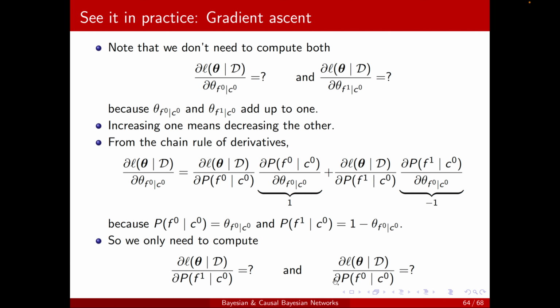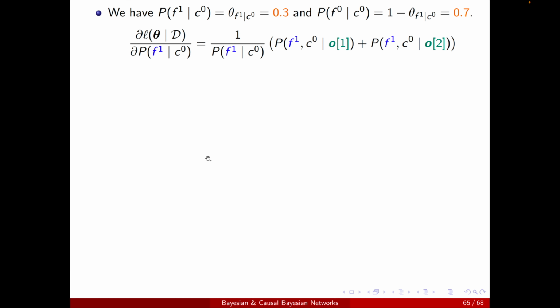So how to calculate these ones? The likelihood with respect to P of f1 given C0. For the first one, just note that the current value of this parameter is 0.3 and the other one is 0.7. We'll take note of that. And we know from the theorem that this term, the likelihood with respect to the probability of f1 given C0, can be written in this way. So it is a summation over the observed values, if you recall from the theorem.